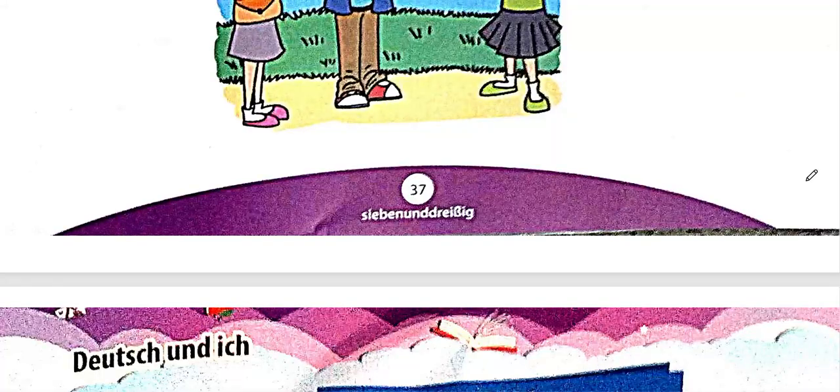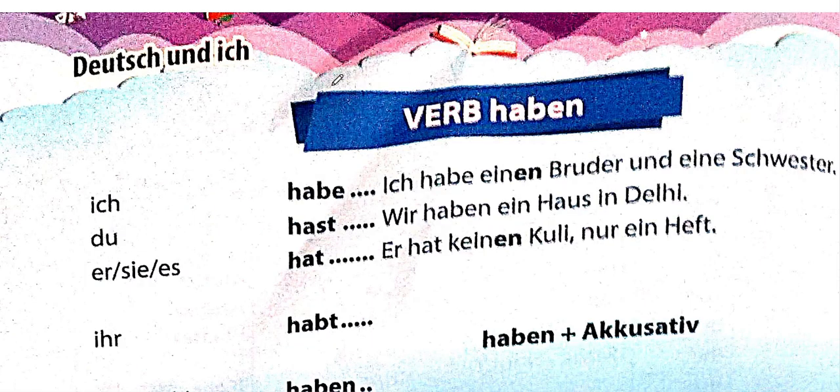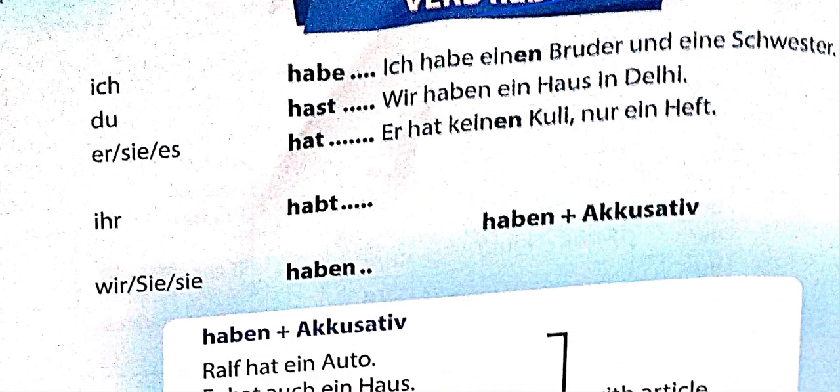Moving to page number 37. Verb haben. Haben is a very important verb which we had discussed in part 2. Haben is simply to have. Sein and haben are two main verbs which always are seen together in many grammar topics because both of them are important. So first let's learn this little table over here of haben.